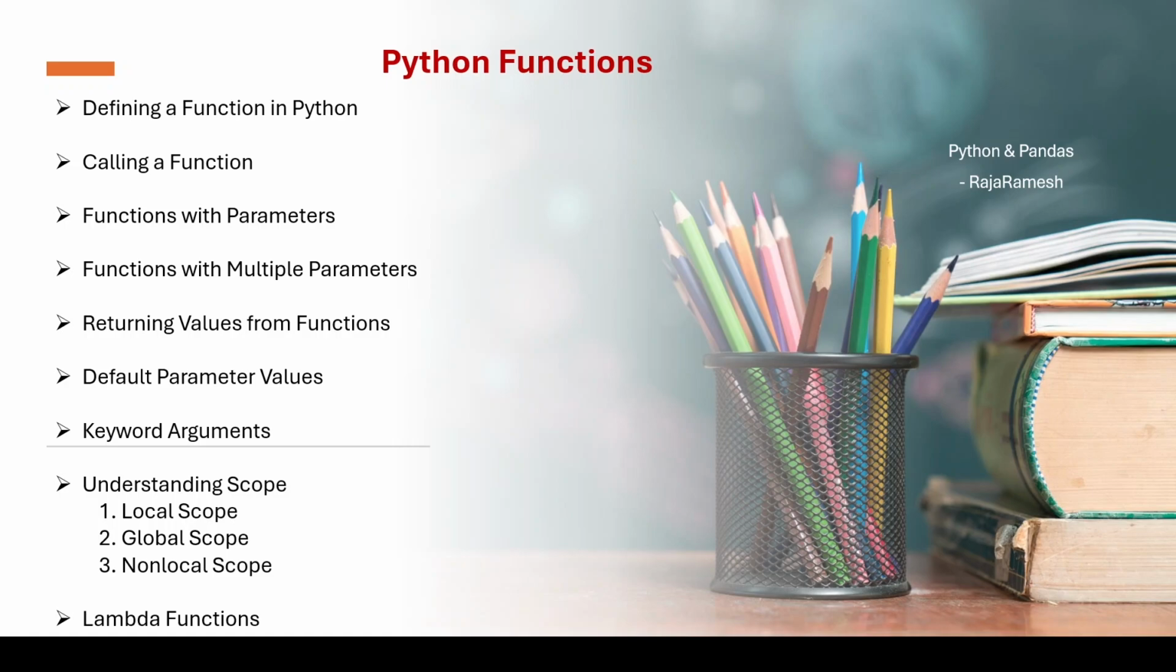So this is about lambda functions, and let us recap the concepts we have discussed till now. In this video, we have learned how to define a function, how to call a function, and how to define a function with a single parameter and multiple parameters. We have seen how to define a function which returns a value, and we have seen default parameter values as well as keyword arguments, and we have seen different scopes and lambda functions. So this is all about functions in Python.